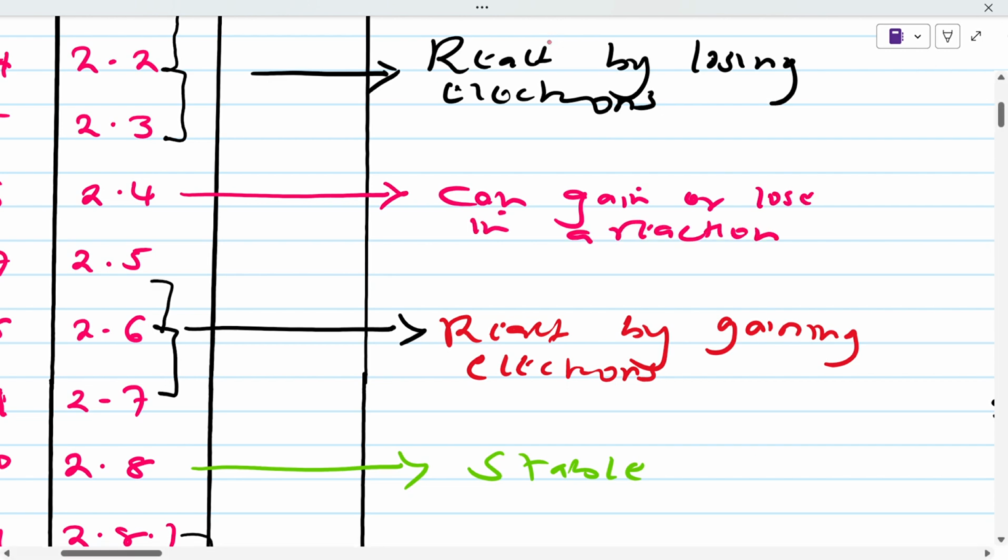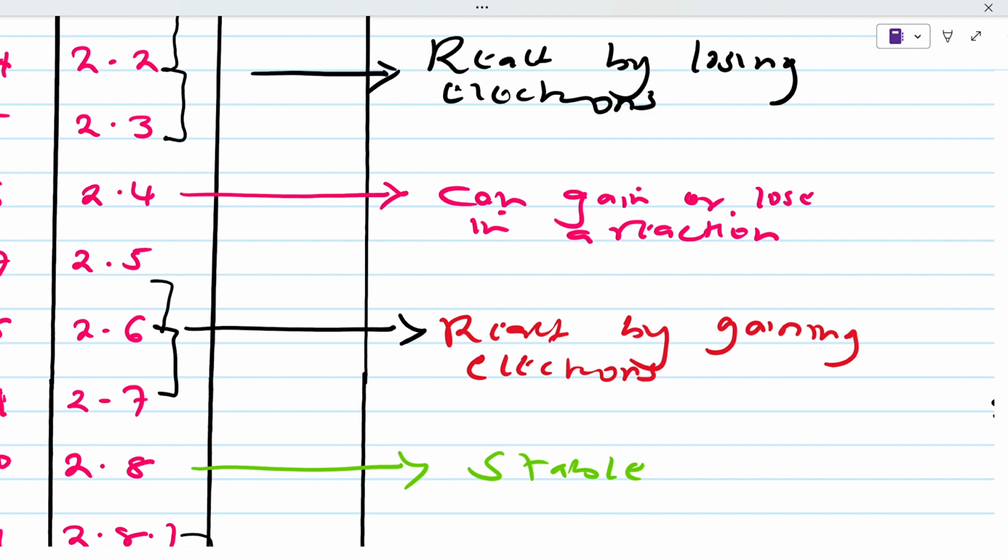What is going to determine how they react is the environment they are found in. If the environment dictates that they give out, they'll give out, meaning they'll lose. If the environment dictates that they gain, or there is excess of electrons in that environment being donated, they'll pick the electrons. So sometimes you can call them polar elements. Okay. Now, this is the analysis of the periodic table.